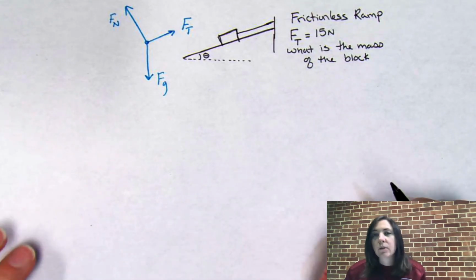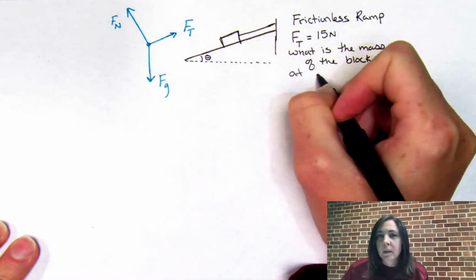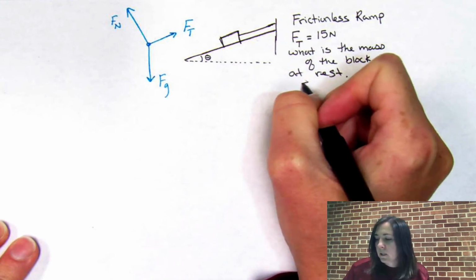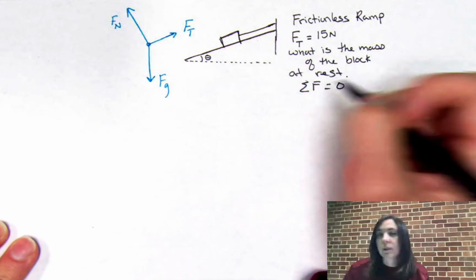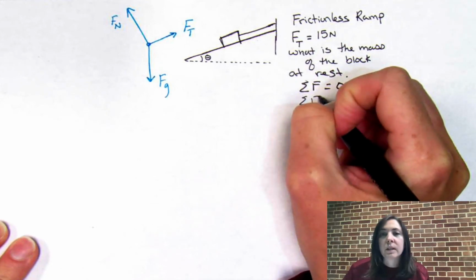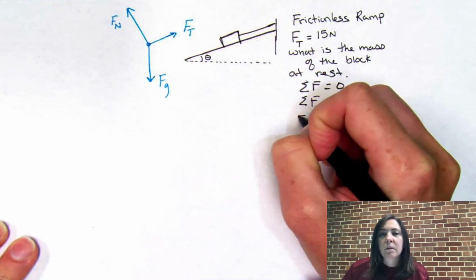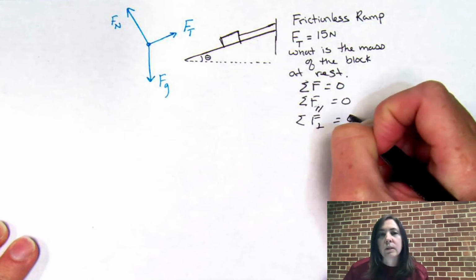And the other thing that I didn't say in this is, let's say that the block is at rest, because that's important. When the block is at rest, then we can say the sum of the forces is equal to 0, or the net force is equal to 0. That means the sum of the forces parallel to the ramp direction will equal 0, and the sum of the forces perpendicular to the ramp direction will be equal to 0.